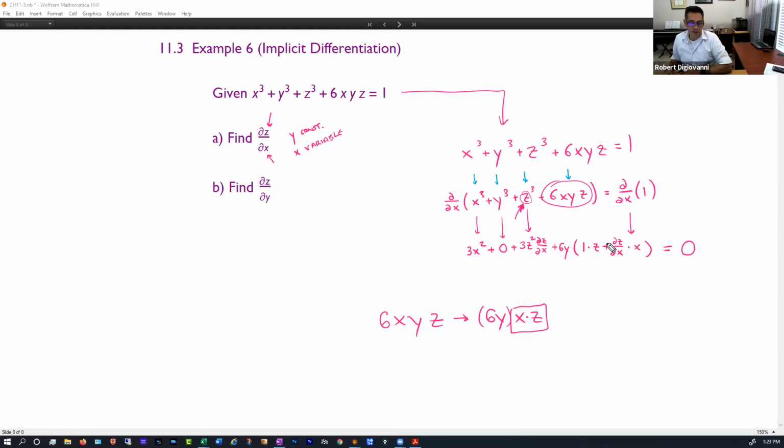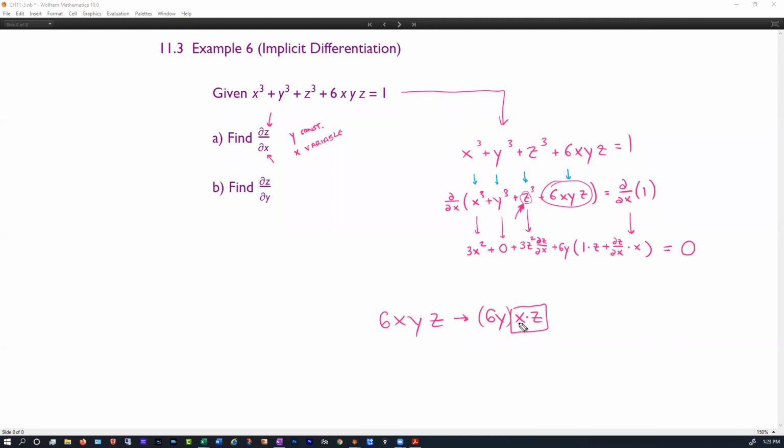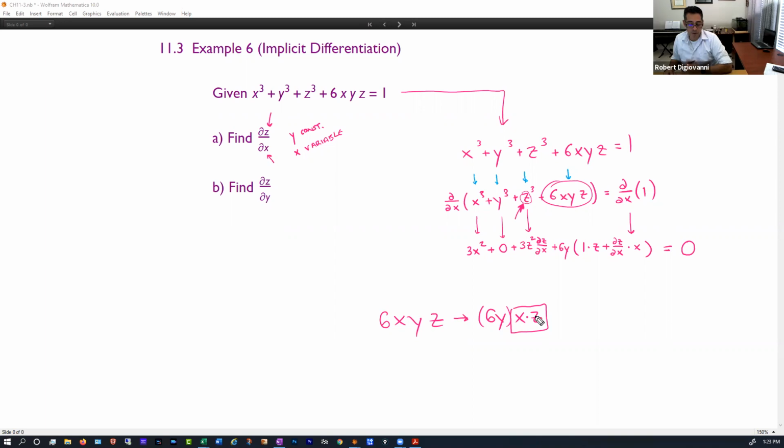Daisy, does that make sense? Yeah. Derivative of x is 1 times z plus derivative of z with respect to x, which is partial of z with respect to x, times x. And that's it. We're pretty much there. I mean, we have work to do, but we have the partial of z with respect to x, which appears within this equation. And so the rest of this would just be algebra. It would just be moving things around until you could get partial of z with respect to x equals something.